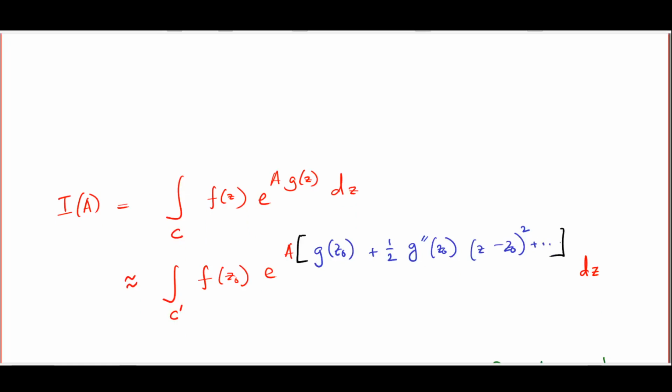Notice that what we are doing is we are trying to integrate f of z e to the power a g of z dz over the contour c, and we can of course deform it to any other contour c prime as long as we don't hit any of the singularities which f of z or g of z might have. And using the expansion around the saddle point, it's pretty easy to see that I can rewrite this integral in the form f of z0 in place of f of z into e to the power a g of z0 plus half g double prime z0 into z minus z0 whole square plus further terms.